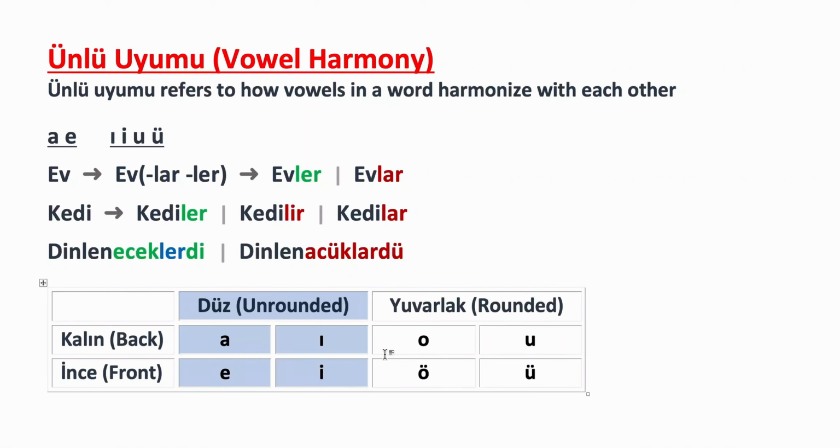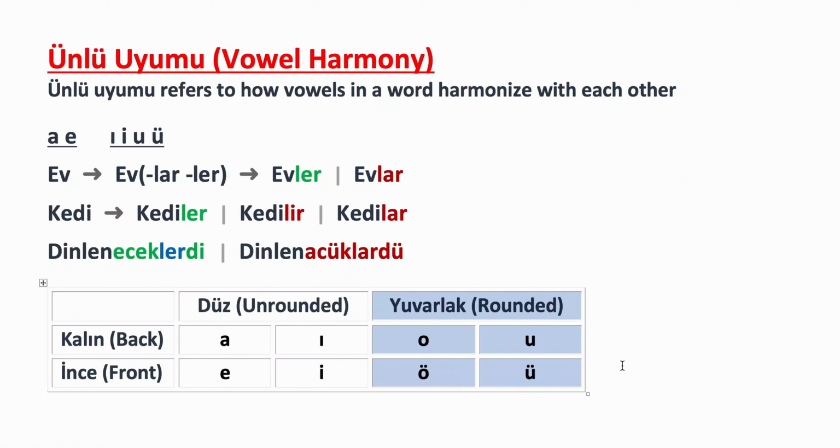Düz refers to unrounded lips shape: A, I, E, İ. And yuvarlak refers to rounded lips shape: O, U, Ö, Ü. So, Turkish language cares about both ways, the sound and lips shape. When we start saying the word, we don't want to change the voice tone and our lips shape. This is the main structure of Turkish, and Turkish is very strict about it.